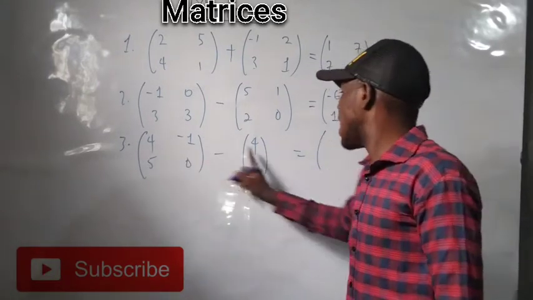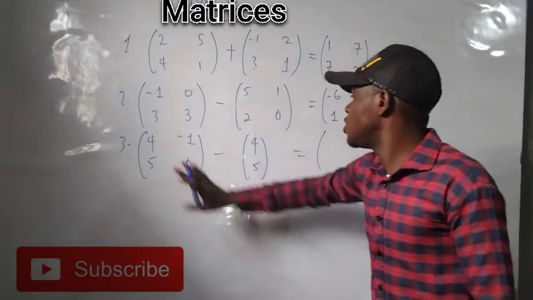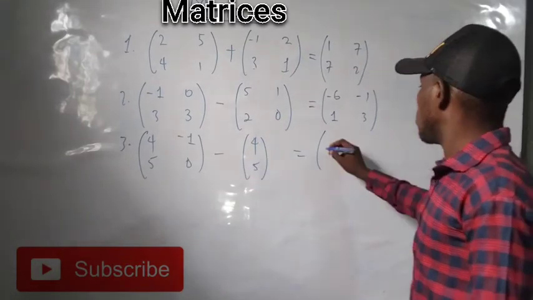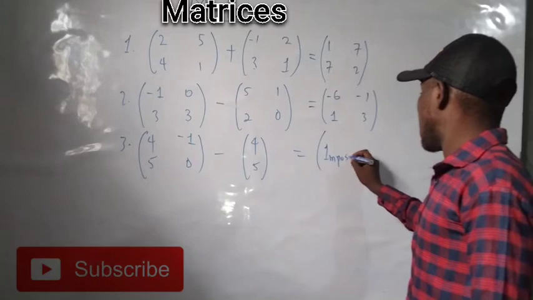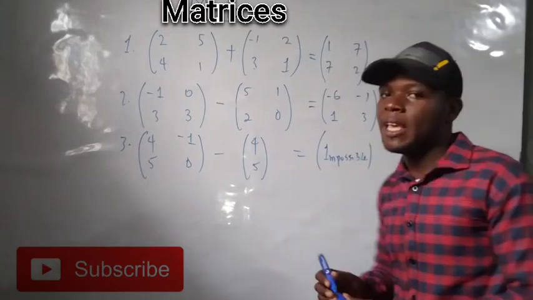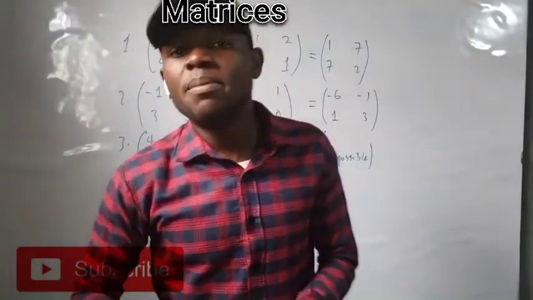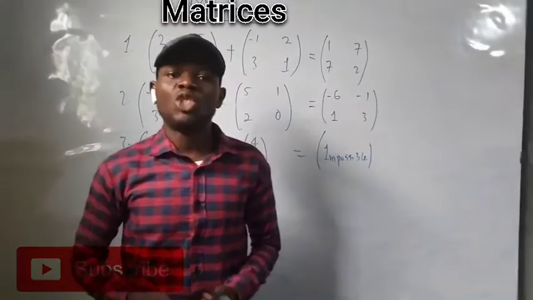Also, I have this added together. A 2 by 2 matrix added to a column matrix will give me impossible. It cannot be added. Why? Because they are not of the same dimension. If they are of the same dimension, it should have been easy to tackle.